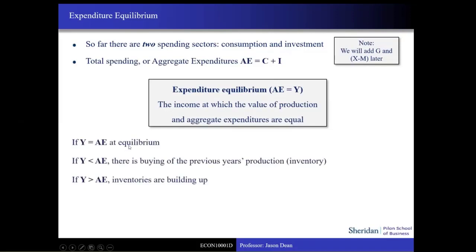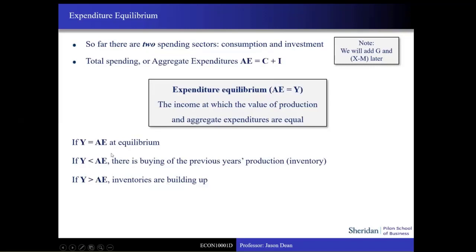So a way to think about why we think that's an equilibrium is to think about when this doesn't hold. So if what we produce, and so that's our income, is less than what people want to buy, in this case, we would end up with a situation where we'd have to deplete previous years' inventories. If this is the case, then firms would actually want to produce more. Okay, so it's not really stable. If we produce too much, right? So if production is greater than aggregate expenditures, then we have inventories building up. And so then production would fall.